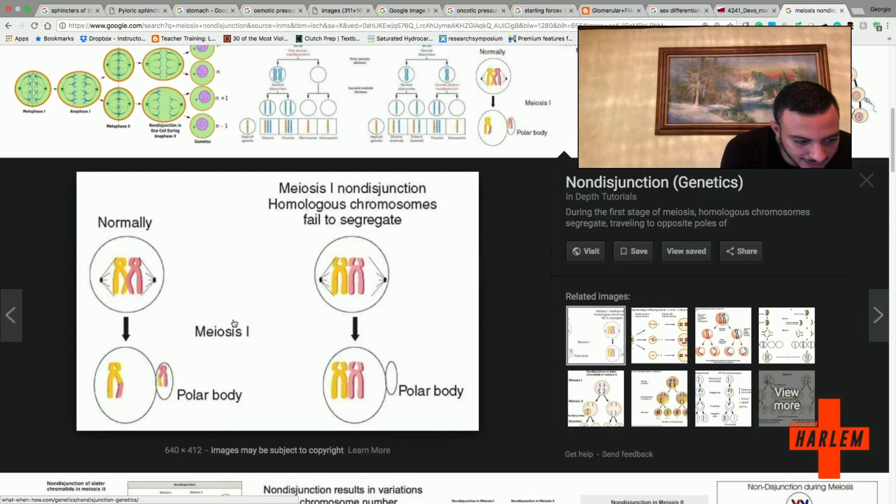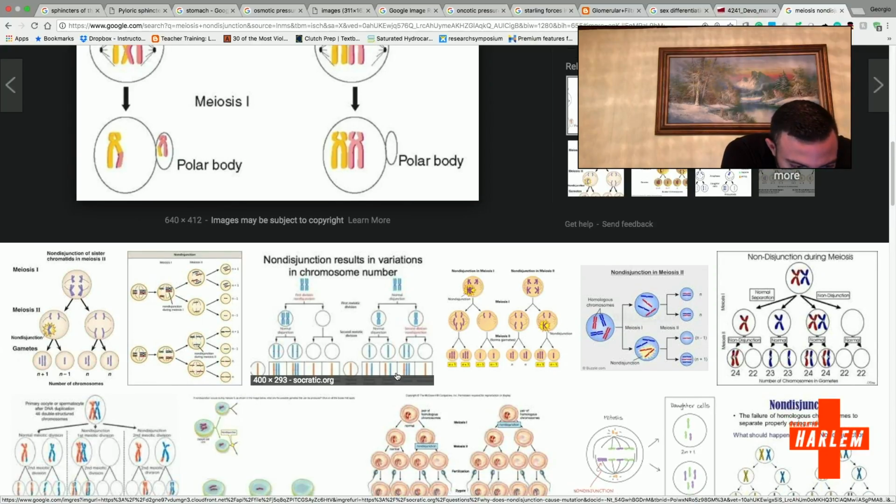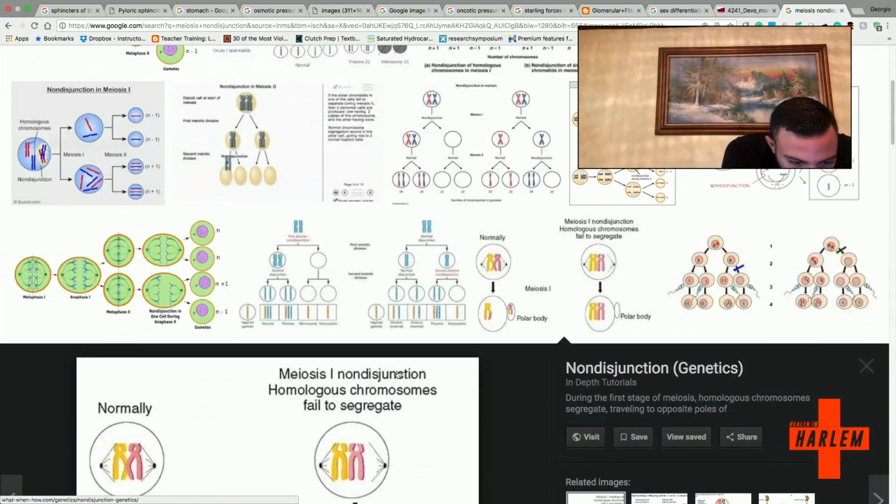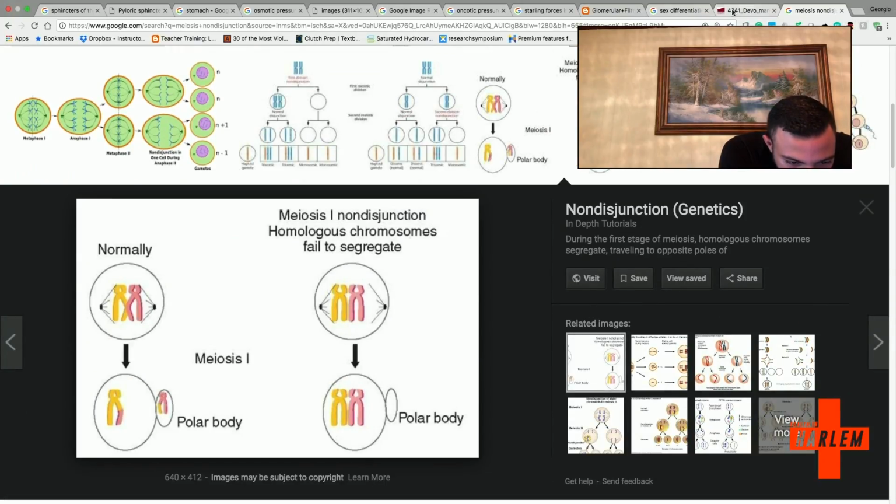Now, those words aren't as important as it is to notice the difference between what normally happens and what happened over here, where they did not have a proper disjunction, or basically where they did not segregate in the correct way. So non-disjunction means a failure to detach. And since they didn't detach, your ovum, your egg cell, now has double the chromosomes that it normally should have, and your polar body has 0. So this is an example of non-disjunction during meiosis. And this could be a reason why you end up with those other karyotype chromosomal sex determination issues.